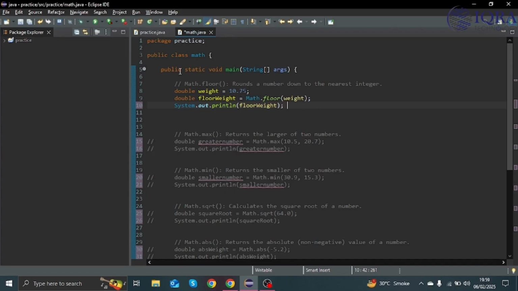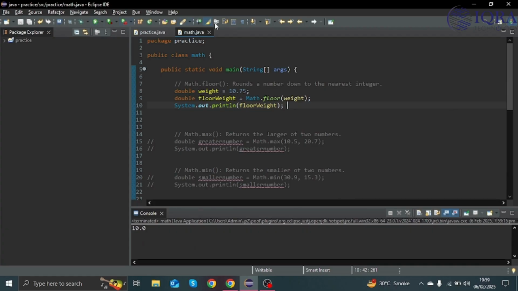So let's run it and see. See, it doesn't care what number is given after the decimal. It rounds down to the nearest integer which is below it. Okay. So we got the output as 10. Okay, it doesn't care what value is there after the decimal.